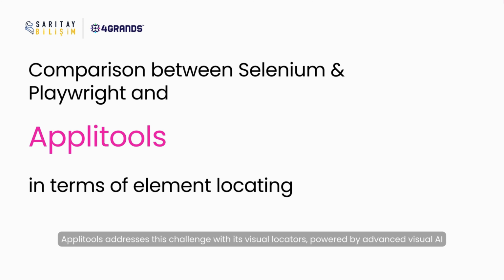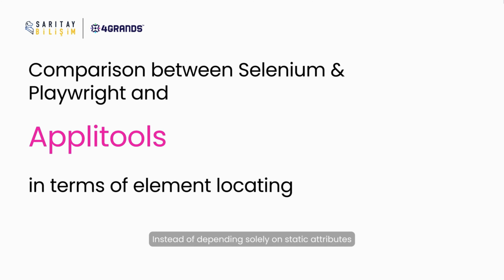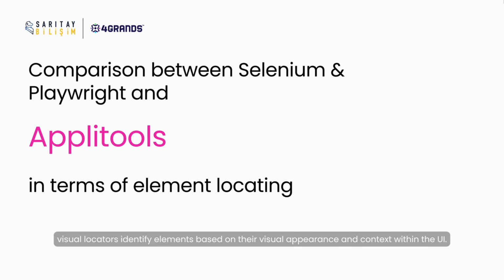Applitools addresses this challenge with its visual locators, powered by advanced visual AI. Instead of depending solely on static attributes, visual locators identify elements based on their visual appearance and context within the UI. This approach allows the AI to see the elements as a human would.